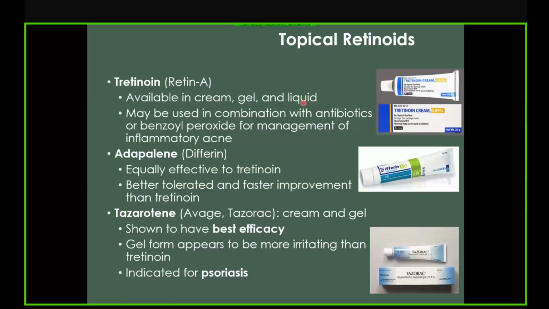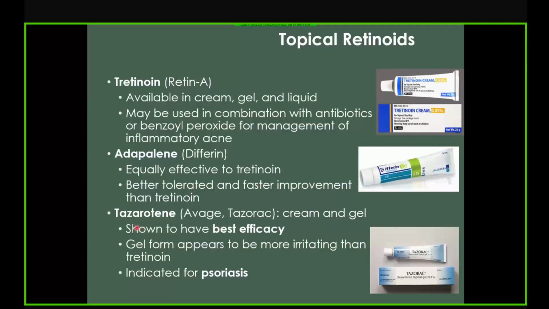You see that we have several different formulations. I don't need you to remember the formulation. We can also use these with our benzoyl peroxide for our inflammatory acne. Your adapalene is equally effective. One isn't better than the other, but you do see that this one is better tolerated. The other is more irritating to people. They say that the stinging and the burning feels a lot worse with retin-A than with adapalene. So that's why you see the better tolerated and the faster improvement.